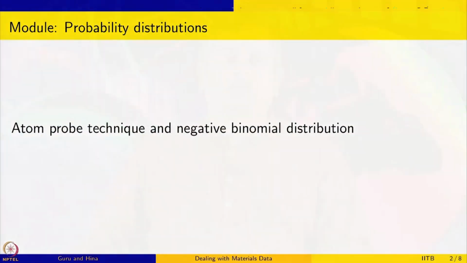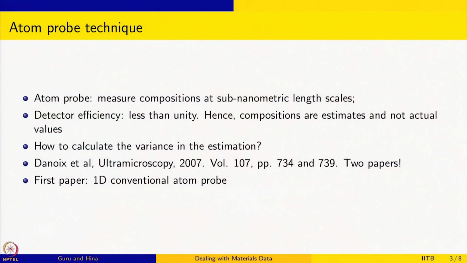So, we are going to talk about a technique which is known as atom probe technique, and how that leads to negative binomial distribution is what we want to discuss in this session. So, atom probe technique is a technique to measure compositions in sub-nanometric length scales.